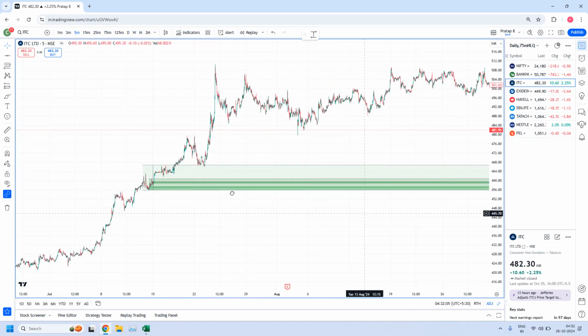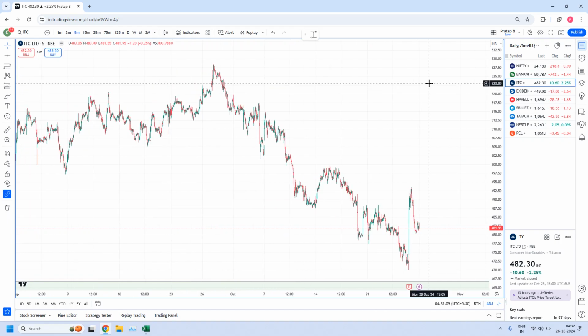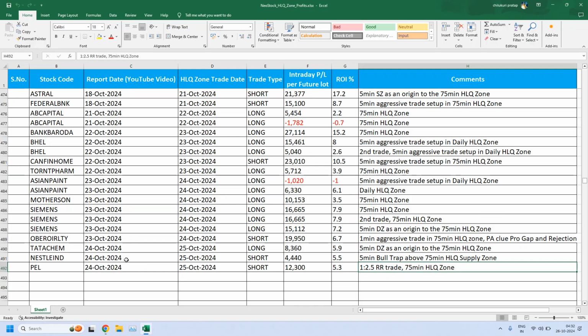Okay, today price did not enter into this zone. So these are the high liquidity zones we got in the previous report, and from that we got 3 trades.